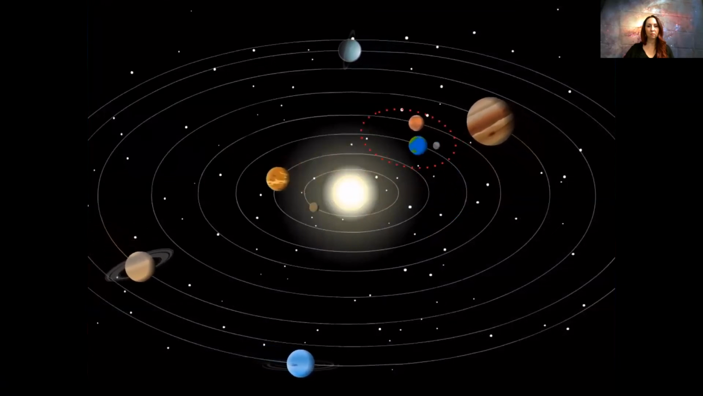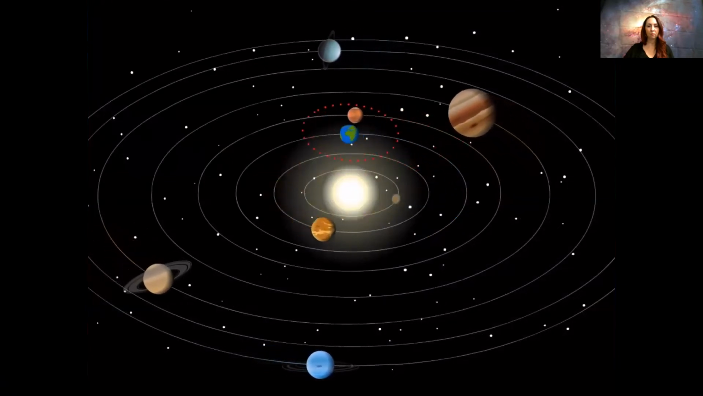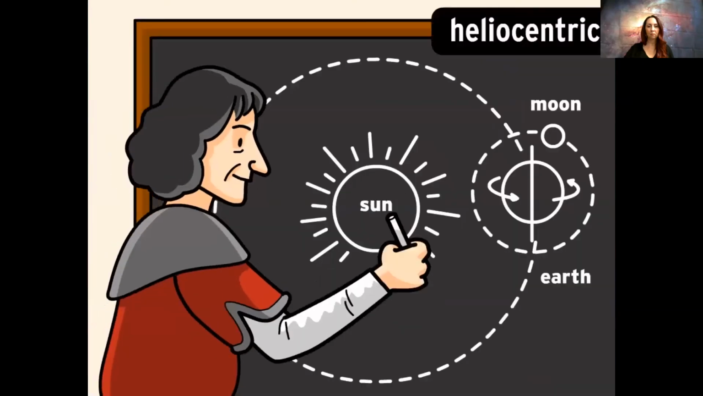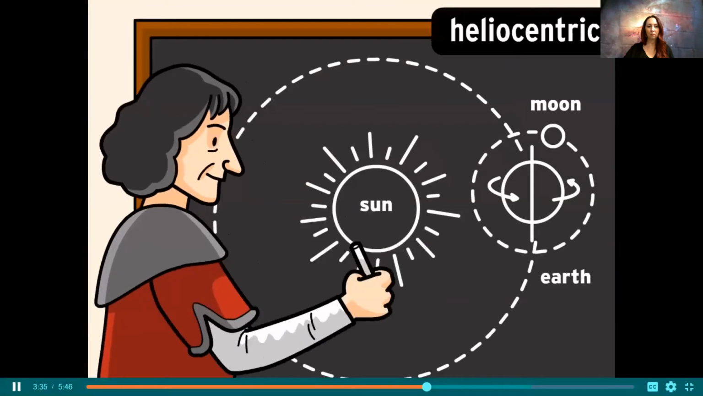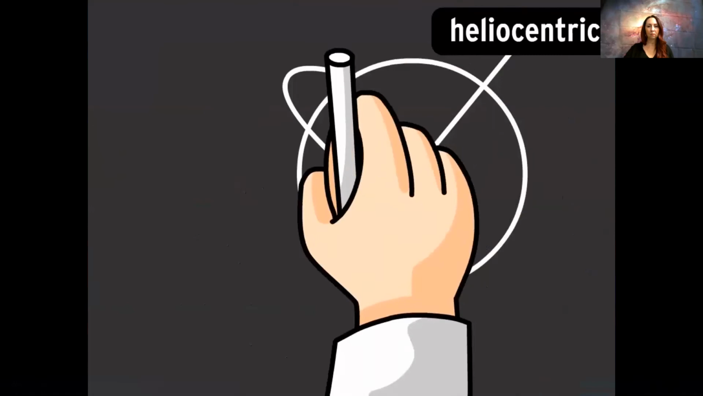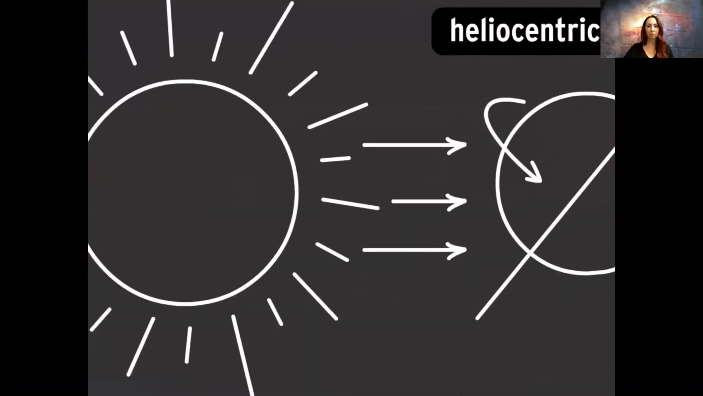Anytime Earth passed another planet, it would look like that planet was reversing direction. For the next 15 years, Copernicus worked out his heliocentric model. He added the suggestion that the Earth was tilted. That would explain the yearly cycle of the seasons.